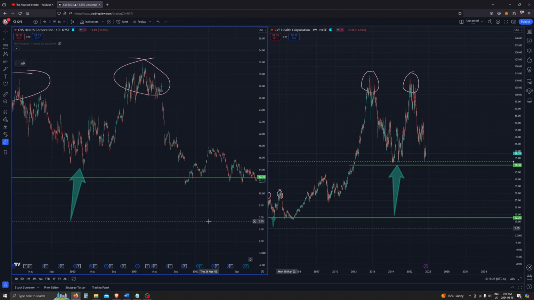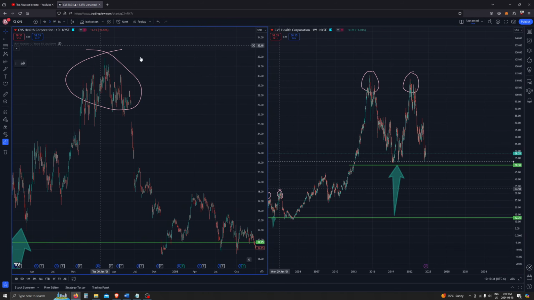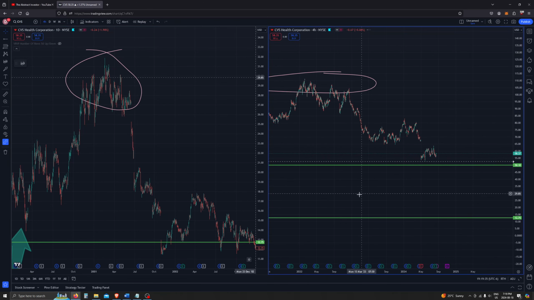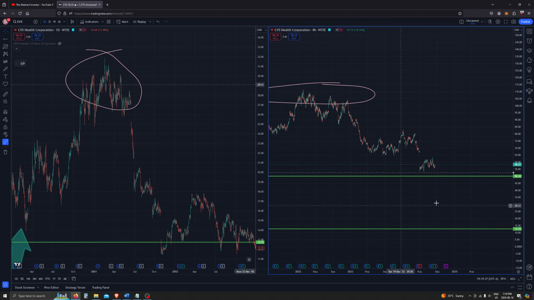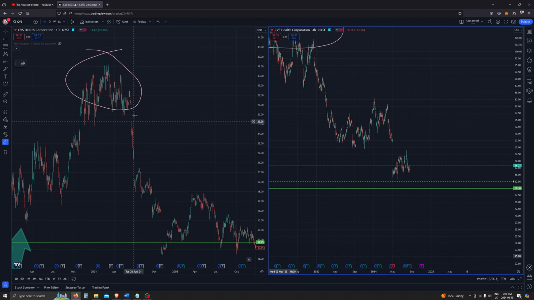Now I want to get into these gaps because this part is kind of fun. I'm just going to go to the 4-hour time frame. Now you can see from the top this gap down, and it just sort of gave us this dead space right here, and then it came down again.